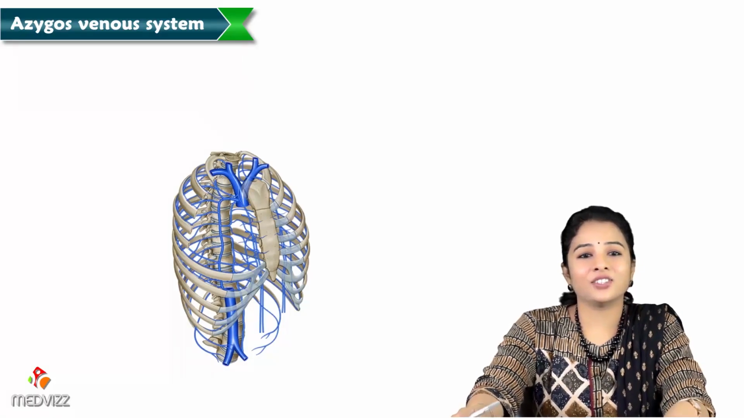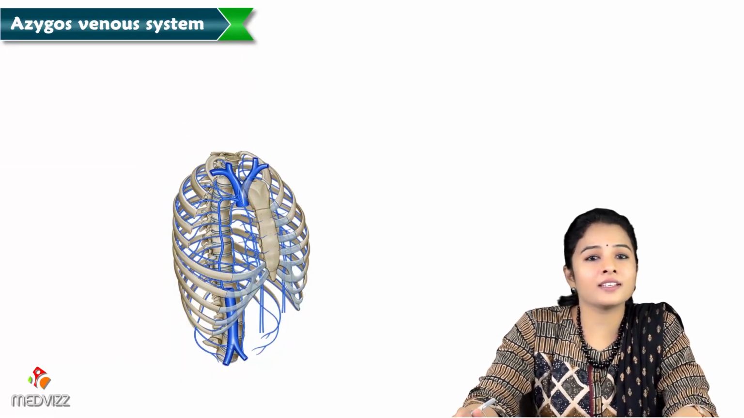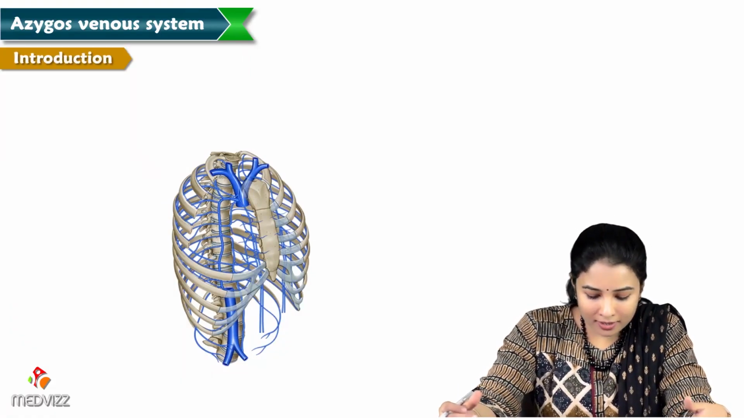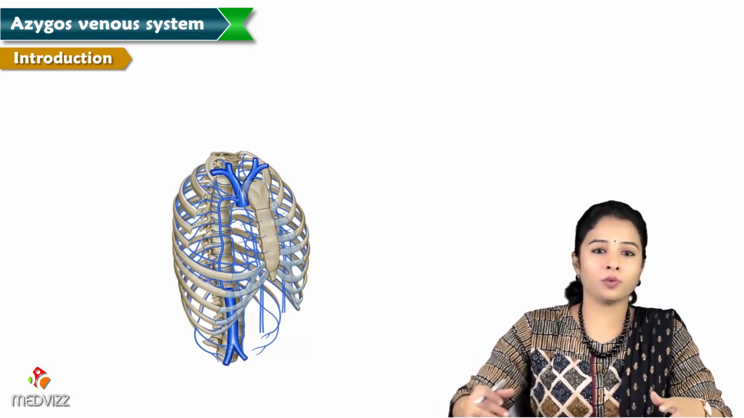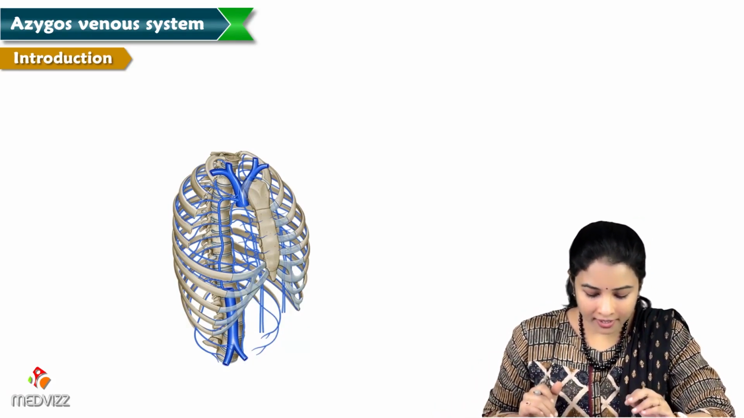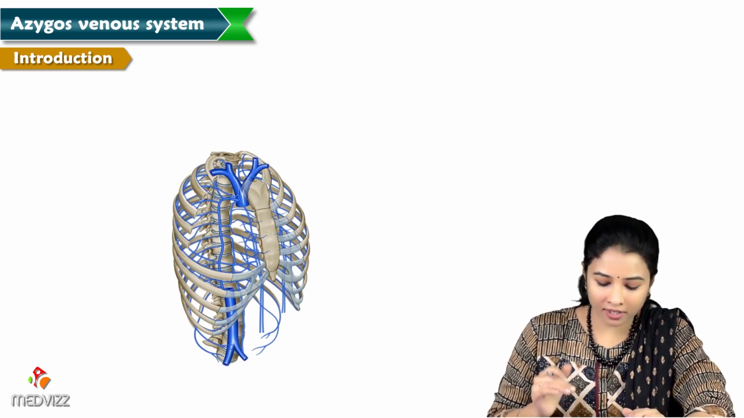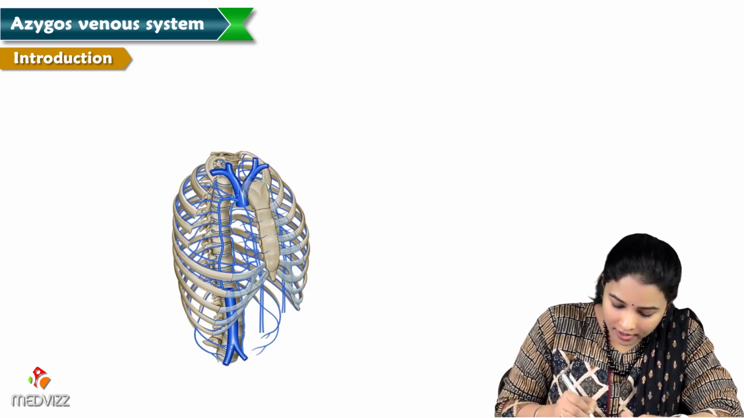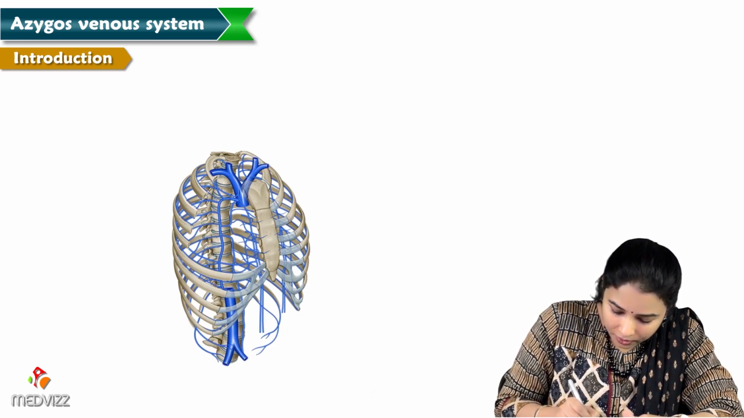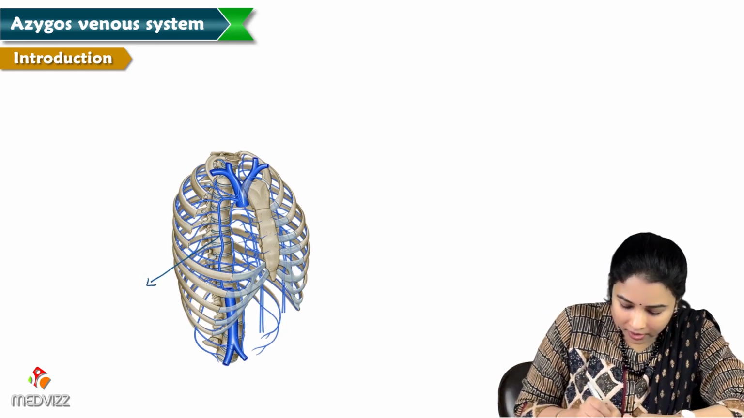Hello students, today's topic is on azygous venous system. Here is an image showing the venous system of thorax where we will identify the veins which drain most of the thoracic region, called the azygous venous system. So we have got azygous vein here.